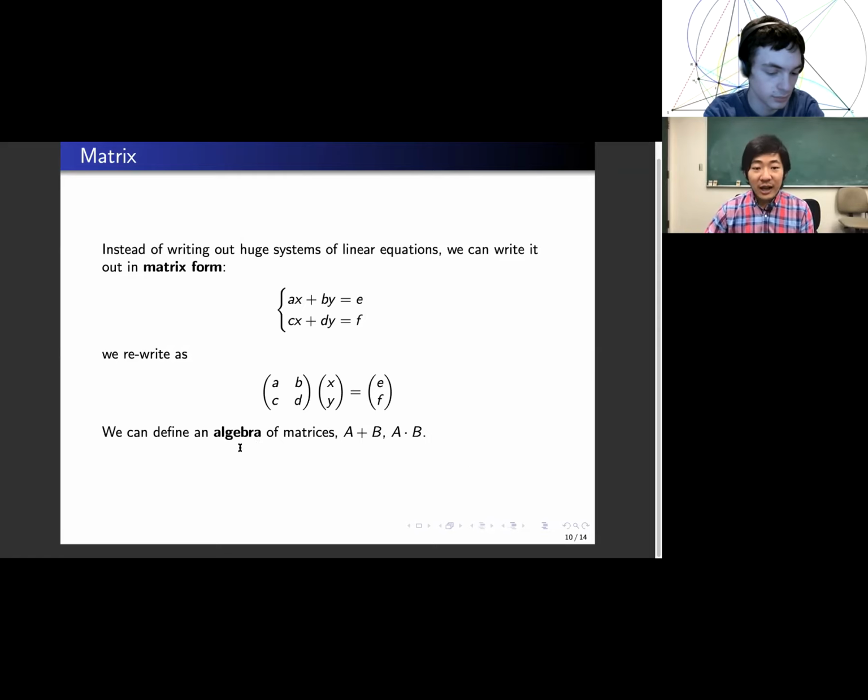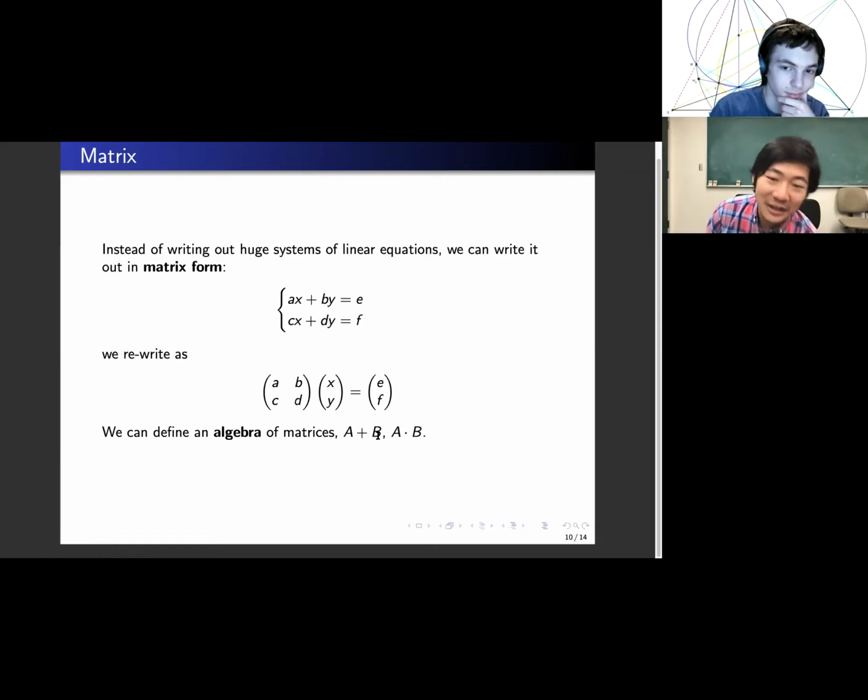So the word algebra has a more precise definition, but the key part is that you can add matrices and you can multiply matrices under some conditions. You can't just take any matrices and add and multiply them together. But I guess the multiplication we talked about is by row times column, and we will use that.